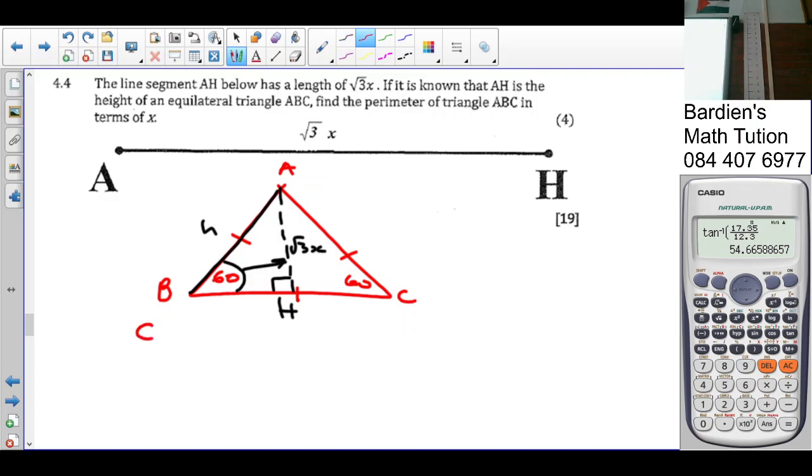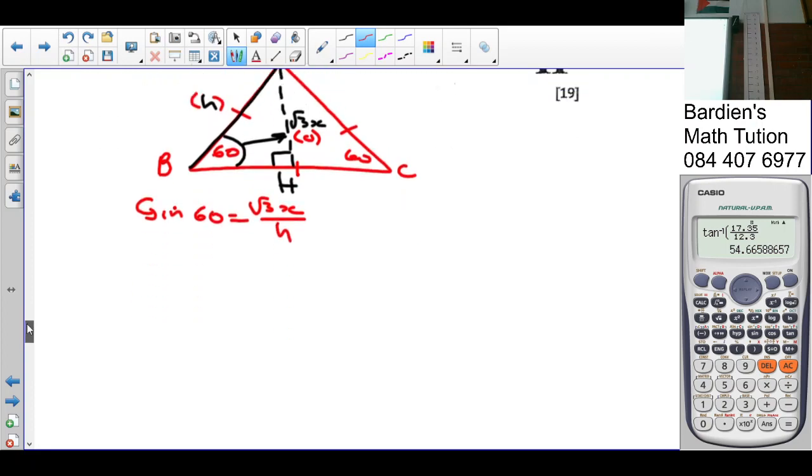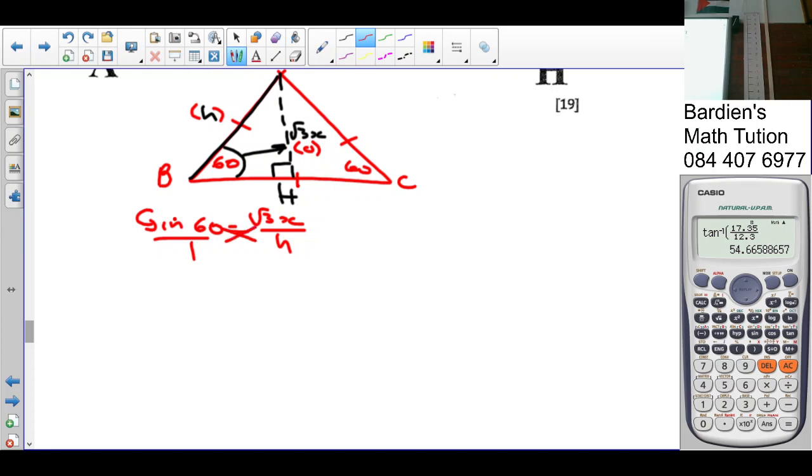So what do I say? Which trigonometric function is opposite and hypotenuse? Sine. So it's going to be sine 60 equals opposite, which is root 3 x, over hypotenuse. So what do we do? Cross multiply. So it's going to be h sine 60 equals root 3x. Divide by sine 60 on both sides. That cancels, so h is equal to.